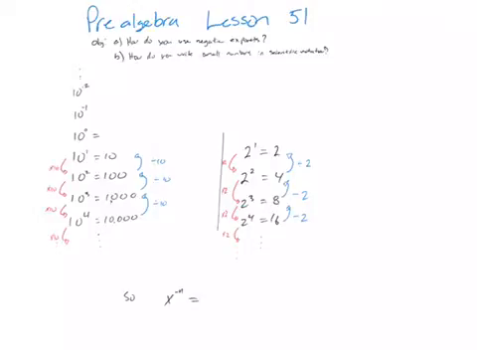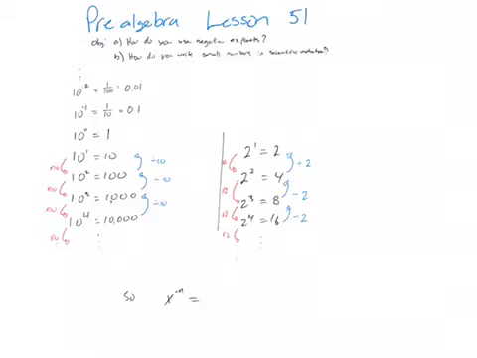Let's see. If I did 10 divided by 10, I'd get 1. 1 divided by 10, I end up with 1/10, which is 1 over 10 to the first power, or 0.1. If I divide that by 10, I get 1 over 100, which is the same thing as 0.01. So I'm just following that same pattern up.